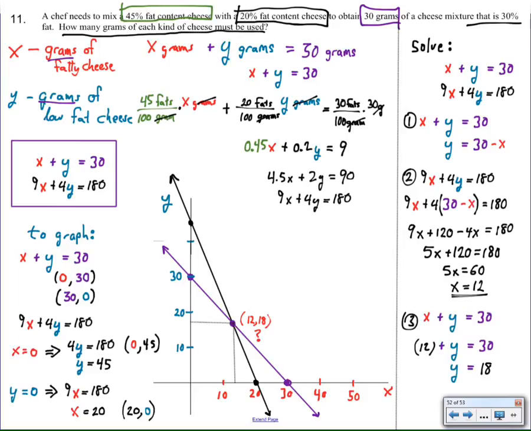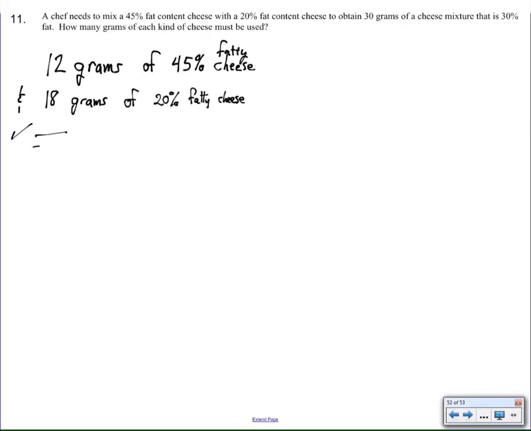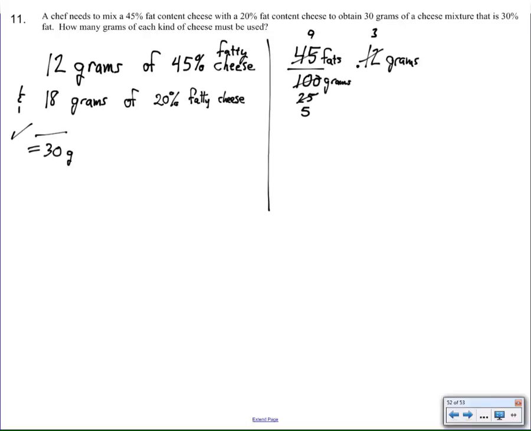12 plus y equals 30 means y has to equal 18. So all of that is really straightforward. It's just like the algebra we learned prior. Again, I go back to the paragraph this time, and we say 12 grams of 45% fatty cheese, and 18 grams of 20% fatty cheese should equal 30 grams. So that checks out, obviously.